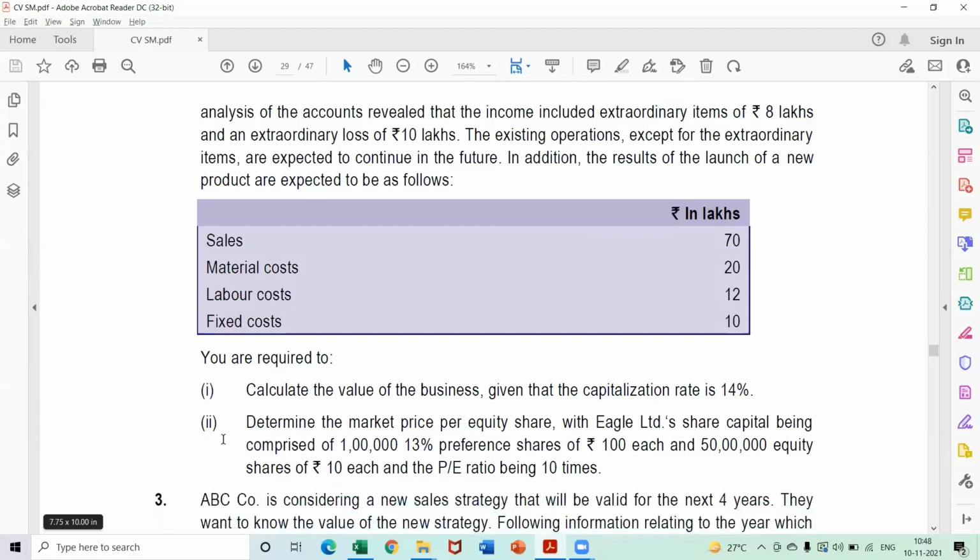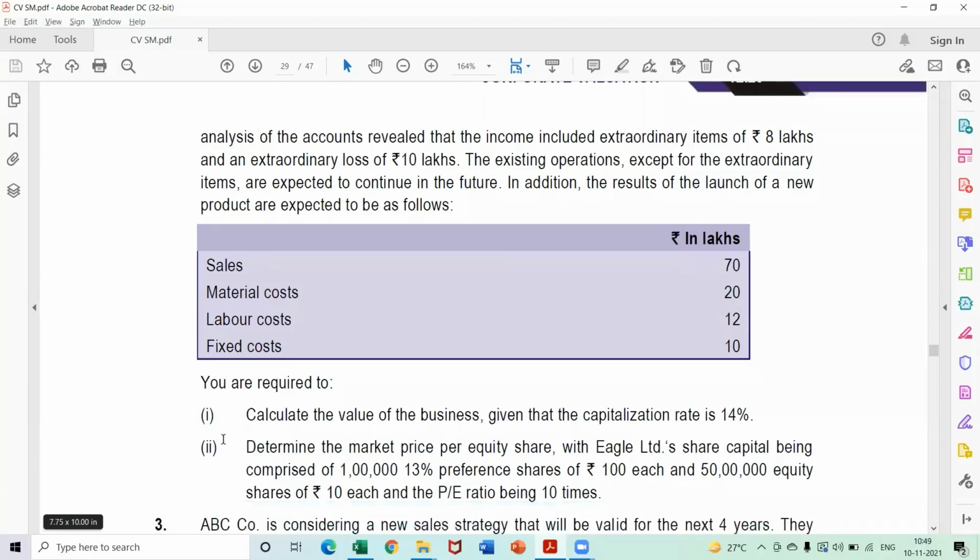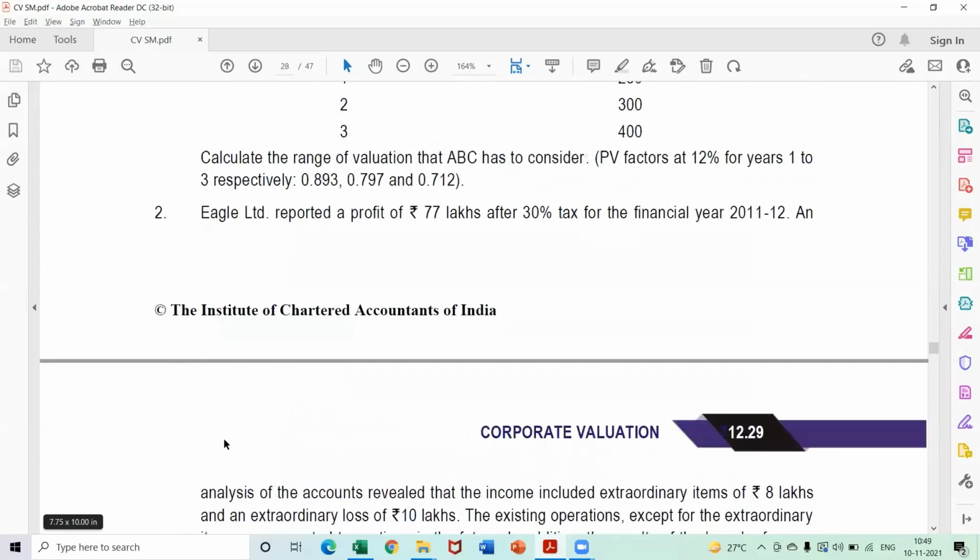And once that is done, since PAT, you'll subtract preference share dividend from it, and then find out earnings available to equity shareholders. And when you divide it by the number of equity shares, you get earnings per share, and you will multiply by the price earnings ratio, and you will get the market price per share. So this is the approach we are following, right? So now let us solve the problem.